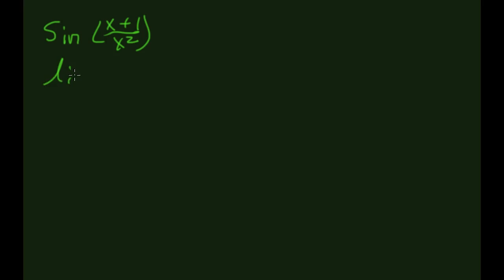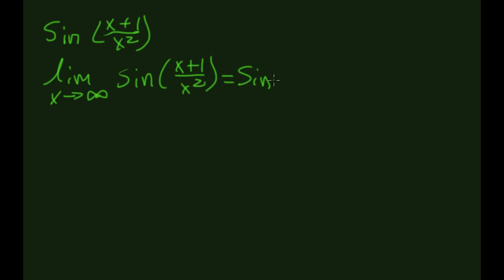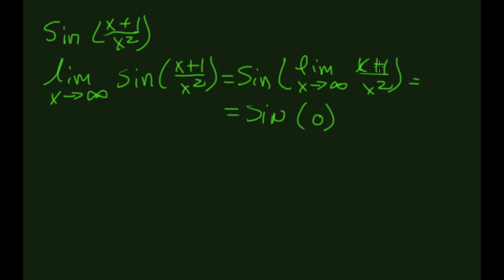If I take the limit as x approaches infinity of sine of x plus 1 over x squared, because sine is continuous, that's the same as sine of the limit as x approaches infinity of x plus 1 over x squared, which gives me sine of 0, because this guy goes to 0, which is 0. So y equals 0 is definitely a horizontal asymptote.